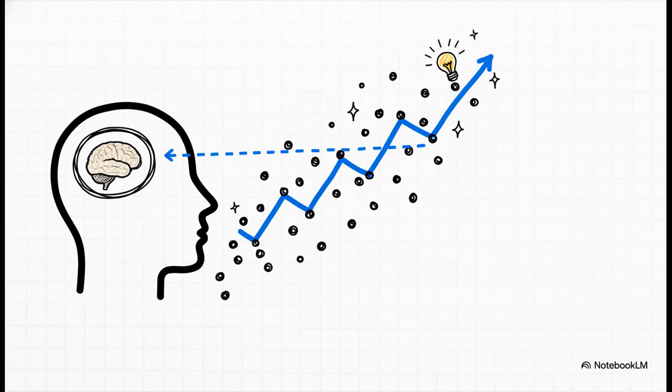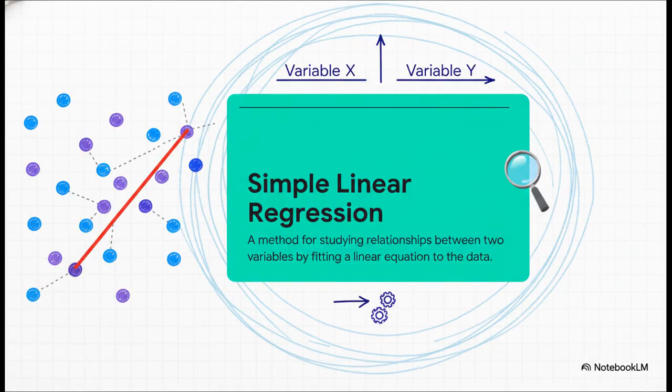And here's the really cool part. Our brains are amazing at this stuff. Without even thinking about it, I bet you can already imagine a single straight line that slices right through the middle of those dots, showing the general direction. That gut feeling, that line you just drew in your head, that is the absolute core of what we're talking about. And that intuitive line you just imagined actually has a formal name, simple linear regression.